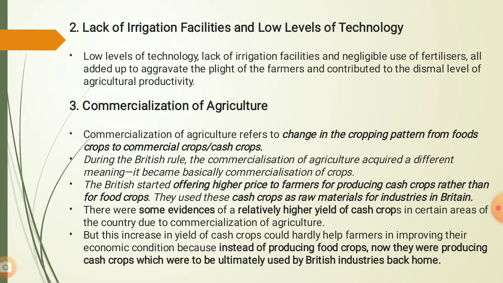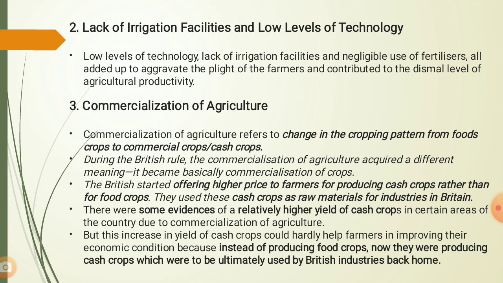Now, what happened during the colonial rule? The commercialization of agriculture acquired a different meaning. The Britishers started offering a higher price for the cash crops. They started giving higher prices for the cultivation of indigo and jute. Farmers had an incentive for growing cash crops, because they were getting higher prices for cash crops rather than food crops. So they were producing more cash crops rather than food crops. Now, because there was an increase in the production of cash crops, this increase was at the cost of food production.